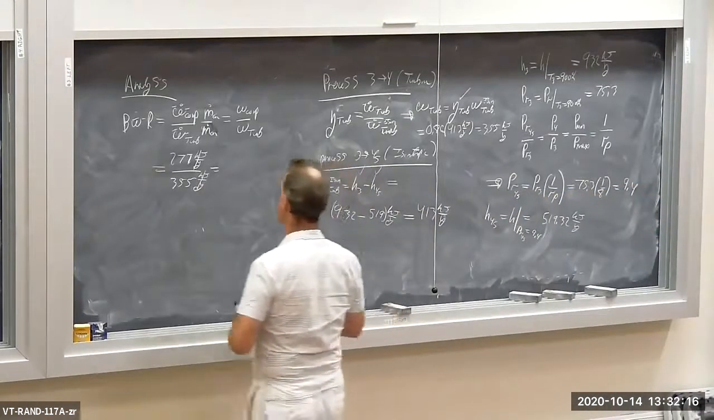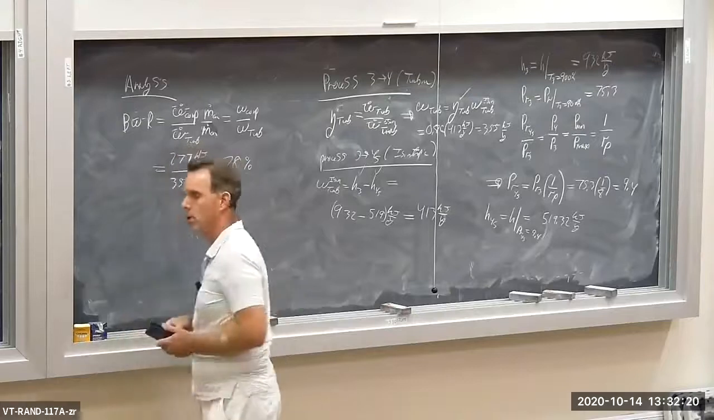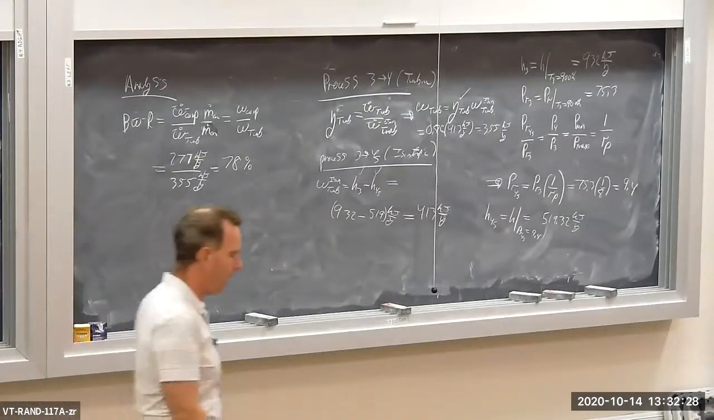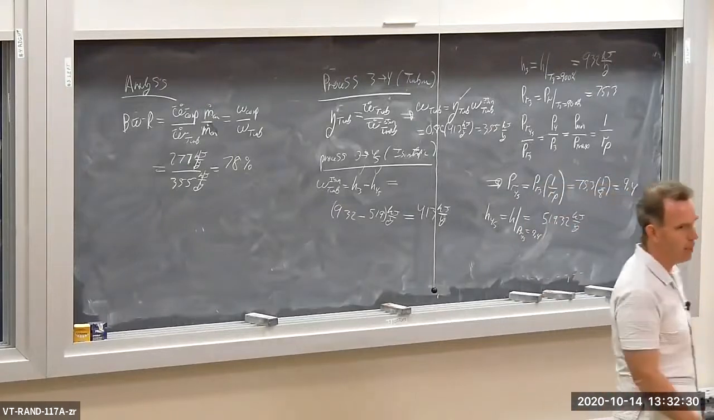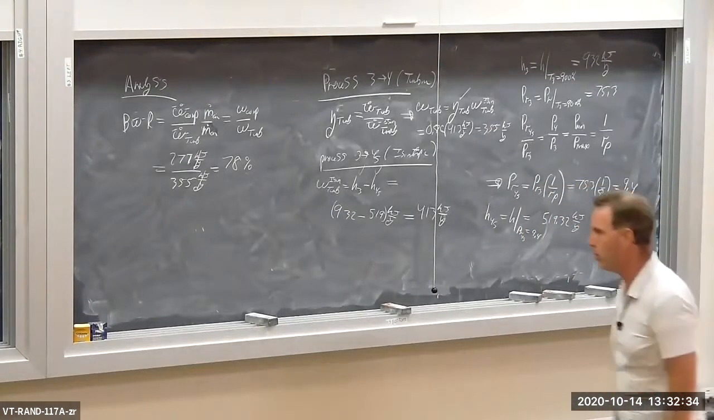Almost 80%. 78%, okay, 0.78. Three quarters of the power produced by the turbine gets used to drive the compressor, only leaving a quarter left over. So that's my back work ratio.